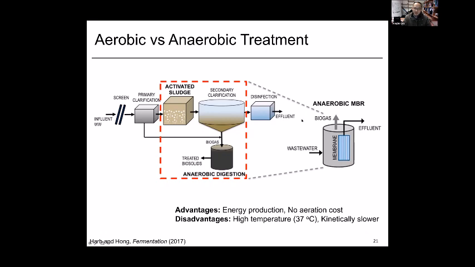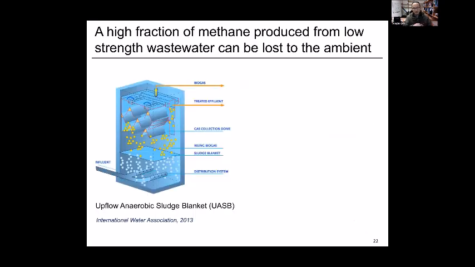The downside of the anaerobic wastewater treatment process is that it requires high temperature, such as 37 degrees C, because of the slower kinetics of microbes. But of course, it is impractical to increase the temperature of such a massive amount of wastewater to such a high temperature. So in the past one or two decades, researchers have worked a lot on low-temperature anaerobic treatment processes, such as upflow anaerobic sludge blanket or anaerobic membrane bioreactor.